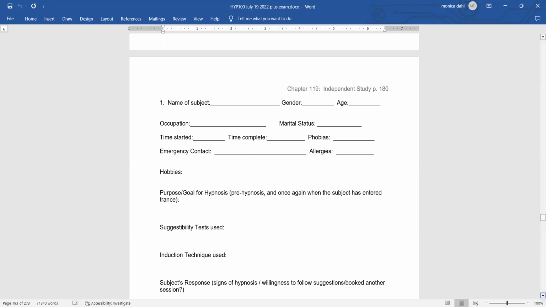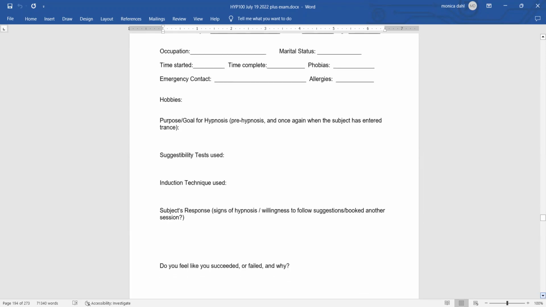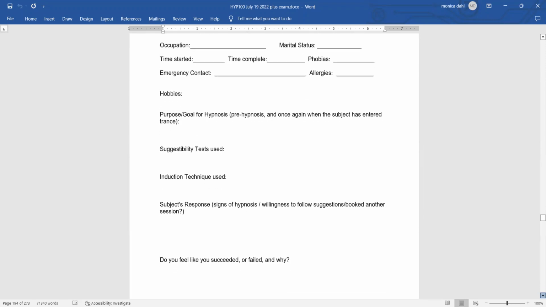This is a good thing for eliciting resources. The purpose for hypnosis, you ask, what are you here for today? And then you'll look at the suggestibility tests you're using. We're not looking at any of those today. Induction techniques being used. We're not looking at that in this chapter today. And on the flip side of this is going to be the science of hypnosis.